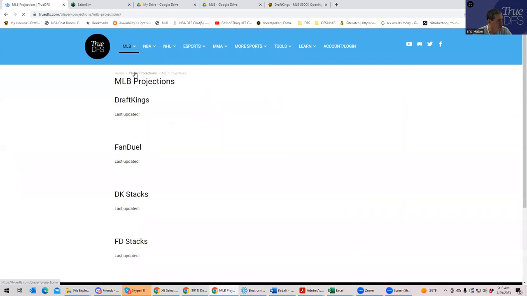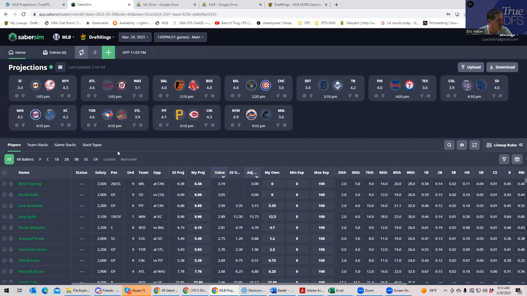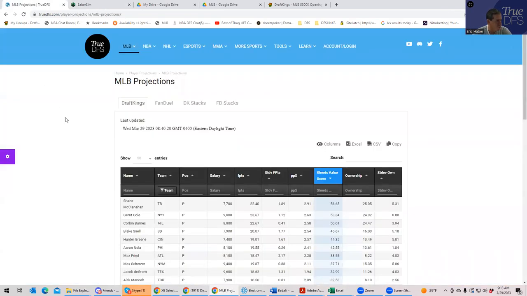Right. So you'll notice that in SaberSim, there's this list of SaberSim projections, and there's a tab for my projections. If you just want to use SaberSim's projections, then that's fine. And we could have another tutorial on how to use SaberSim, which is going to be different than this. But if you want to use TrueDFS's projections in place of SaberSim's, it's actually really, really easy to do.